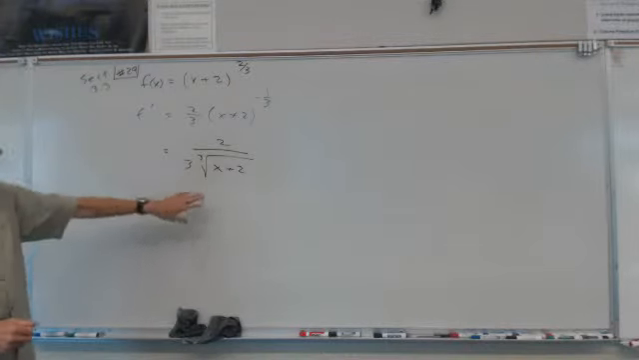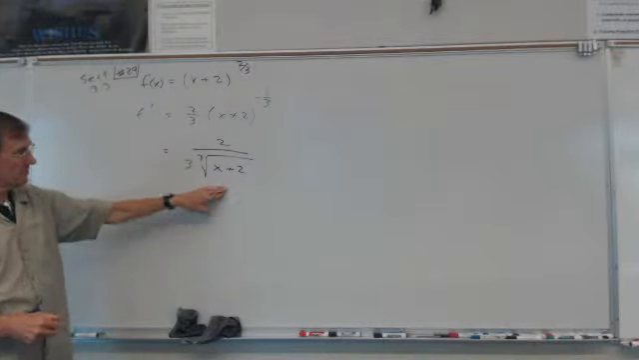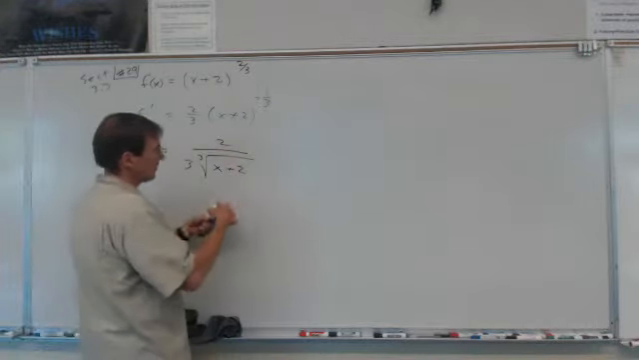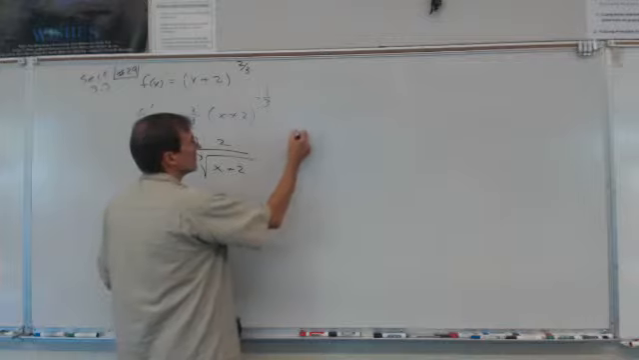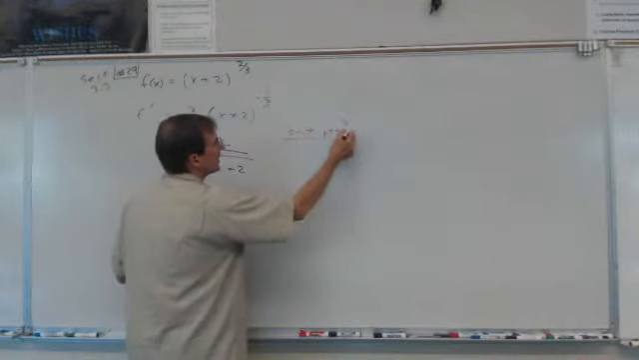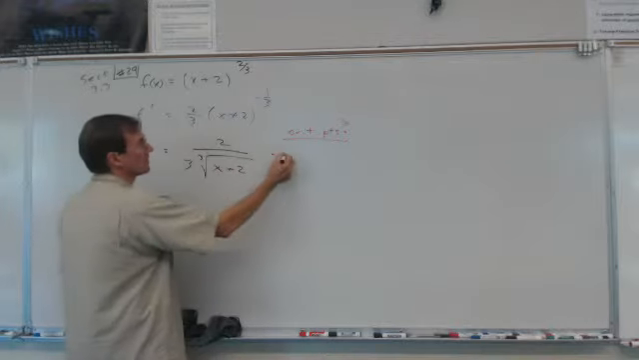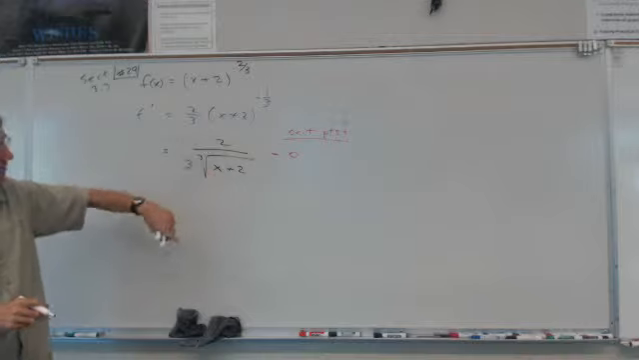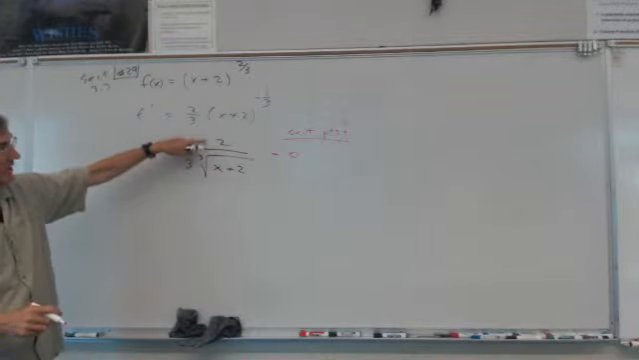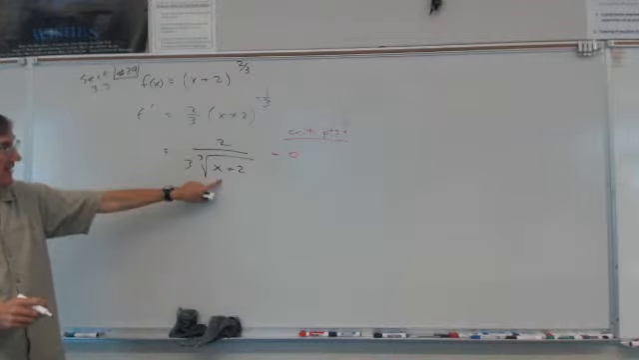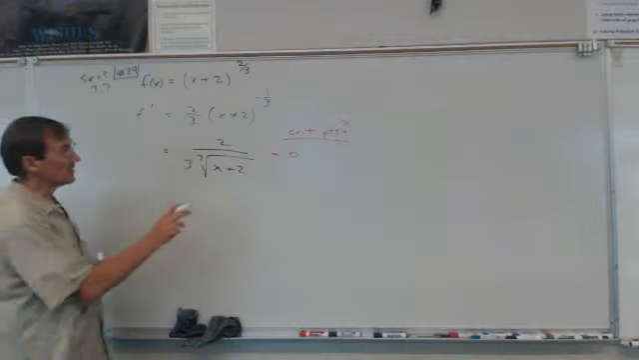Okay? So are there any critical points here? Remember, critical points are where this is going to equal 0. Are there any places where this equals 0? No. There's no way to make that numerator equal to 0. If you have a fraction, the only way to make it equal to 0 is to make the numerator equal to 0. The denominator, if you make that equal to 0, you're going to get an undefined point. And that does happen, right?